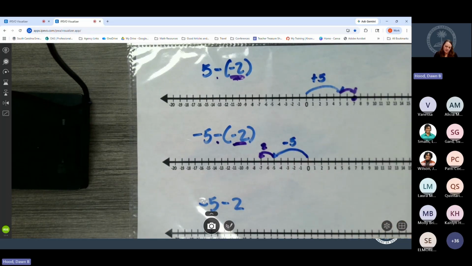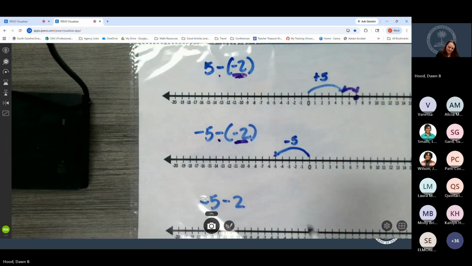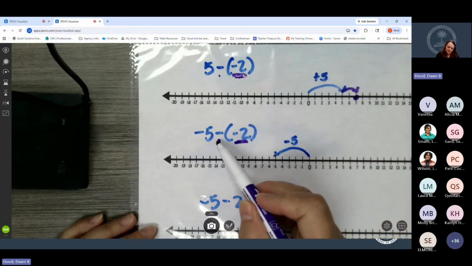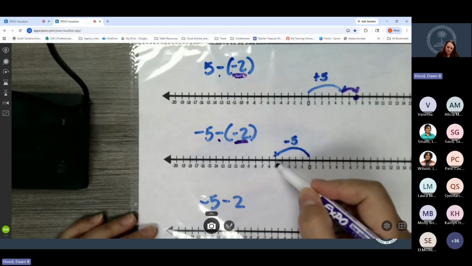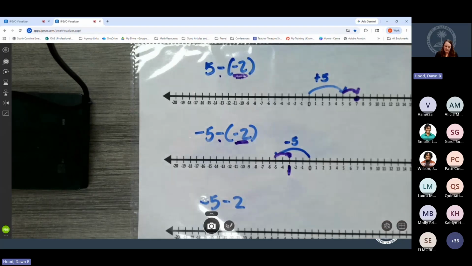No, that's not going to work, right? Sorry about that. The opposite of is what I said, right? So instead of the opposite, here we went the opposite. Instead of going left, we went right. So instead of going left, we need to go right 2 more. So that would put us here at -3.